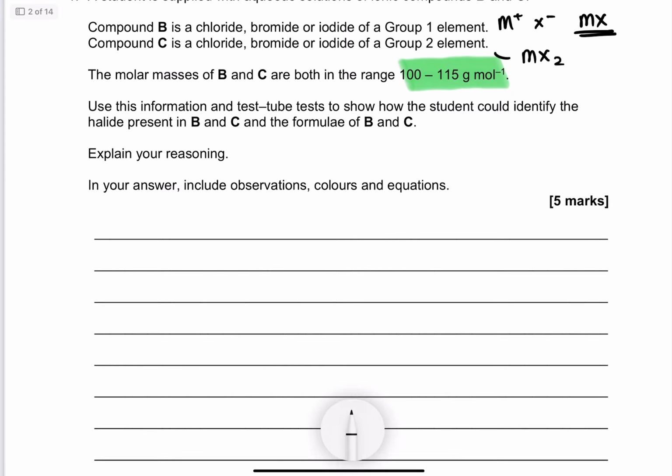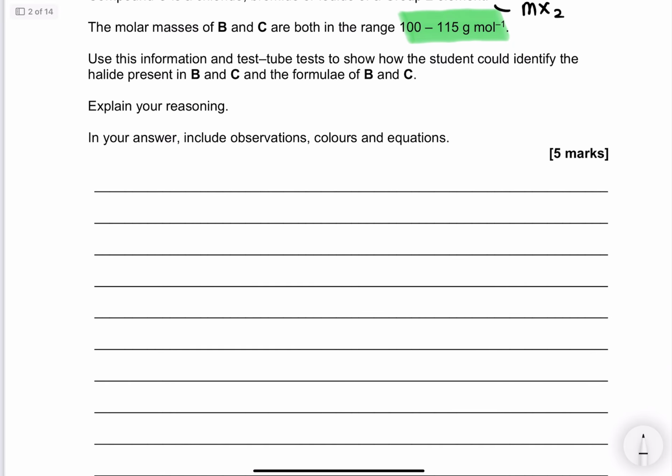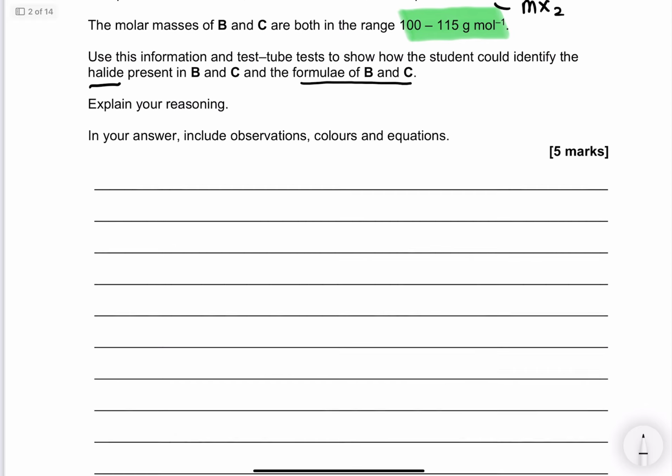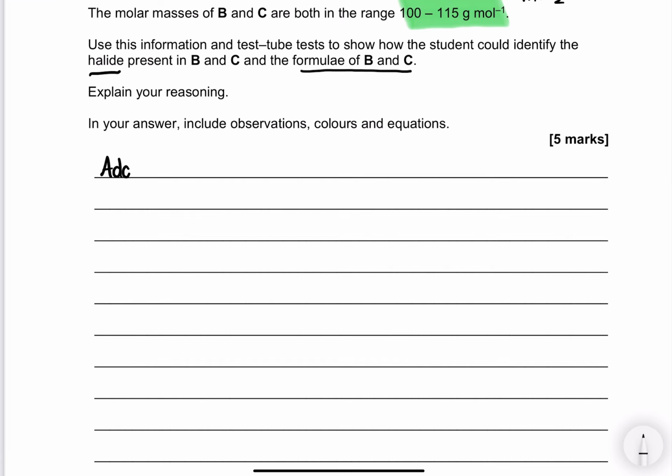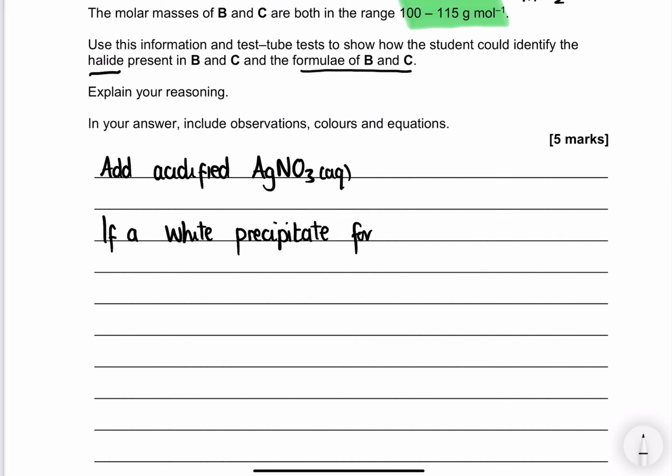You've got to use this information and test tube tests to show how the student could identify the halide and then find the formula of B and C. Explain your reasoning. So to identify the halide, we're going to add acidified silver nitrate solution. So AgNO3(aq), that's silver nitrate solution. If a white precipitate forms, and you must say precipitate, then Cl minus ions are present. If you're going to say it in words, it must say chloride, I-D-E.